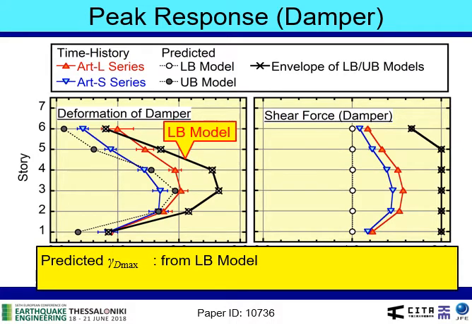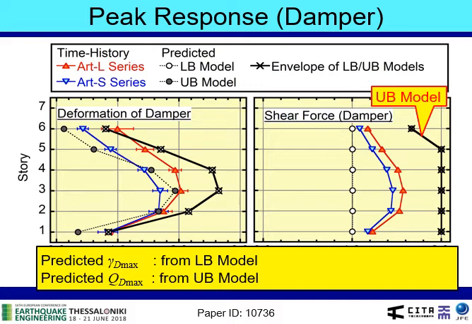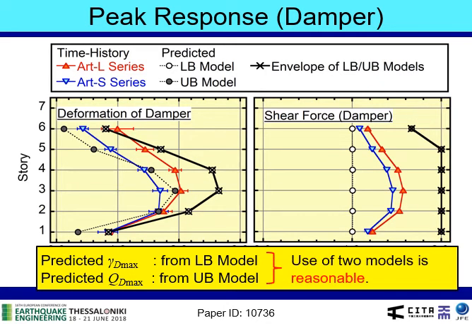Note that the predicted damper deformation is determined from the results of the lower bound model, while the predicted peak shear force is determined from the results of upper bound model. So the use of two models for the prediction is reasonable.